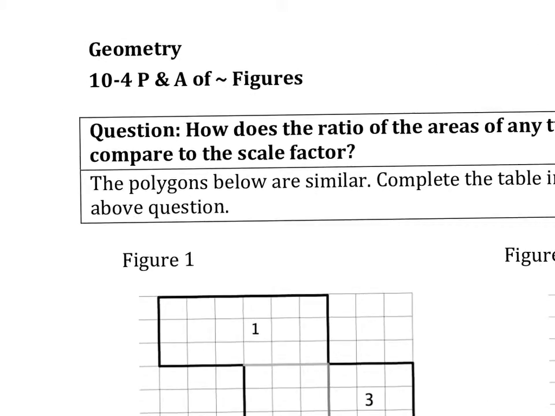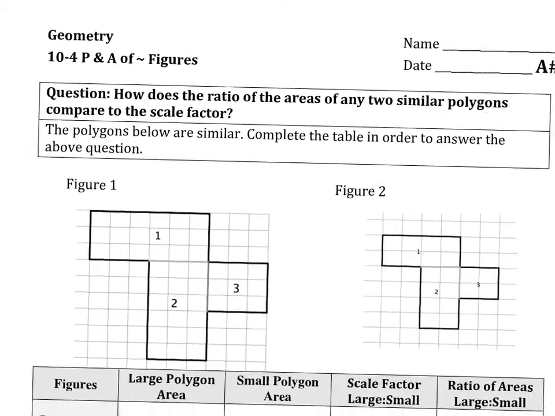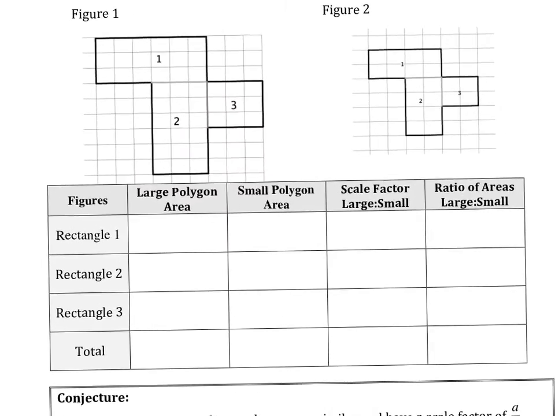What we're going to do is take a gander at perimeter and area of similar figures. By way of exploration, we're going to see how the ratio of the areas of any two similar figures compares to the scale factor. We're told that these figures here are similar, and what we're going to do is break it up into smaller components, and we're going to figure out how large everything is.